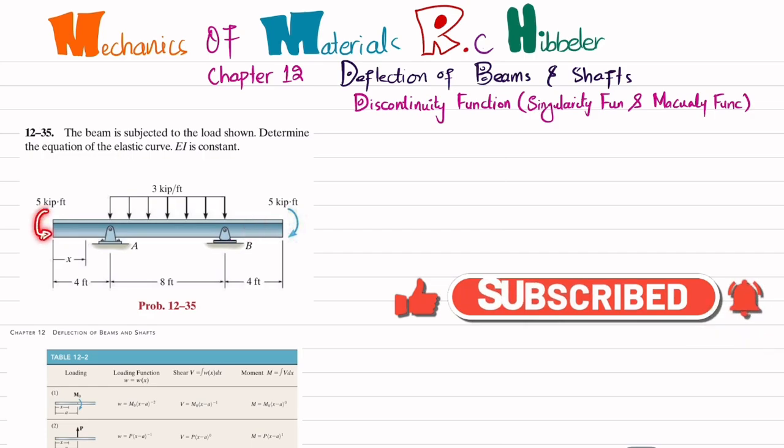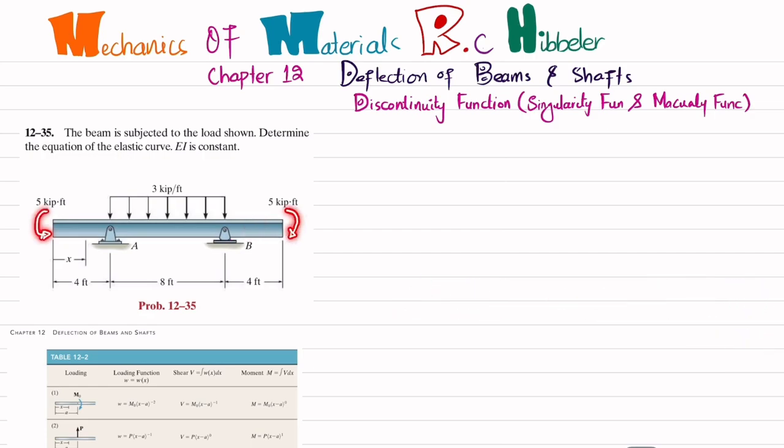So you can see the beam and the loading over here. There is a moment at this end and at this end, and at points A and B there is a pin support, and there is a uniformly distributed load of 3 kips per feet over a length of 8 feet. So you have to find the equation of elastic curve.